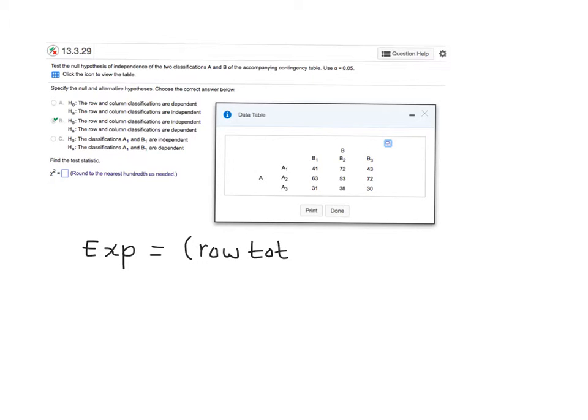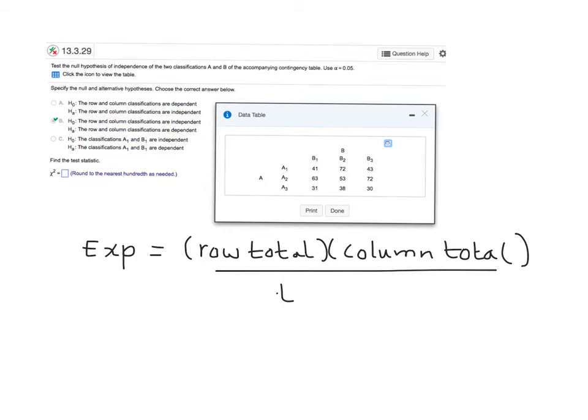times the column total and divide by the total of all. So let's say, for instance, that we wanted to determine the expected counts for the cell that is in row A1, B1. That would be this cell right here that I've circled in blue. We would have to take the row total times the column total and divide by the total of all.